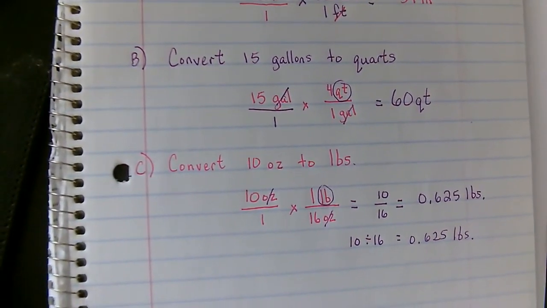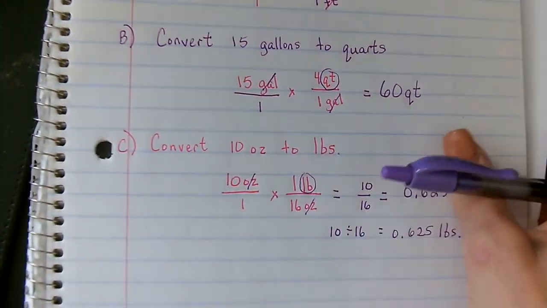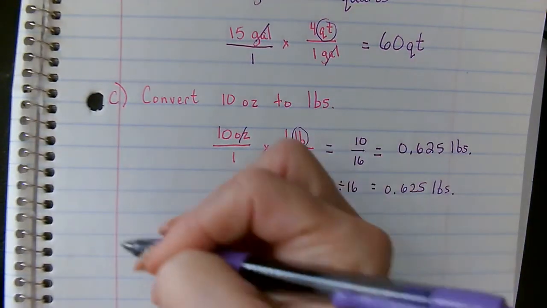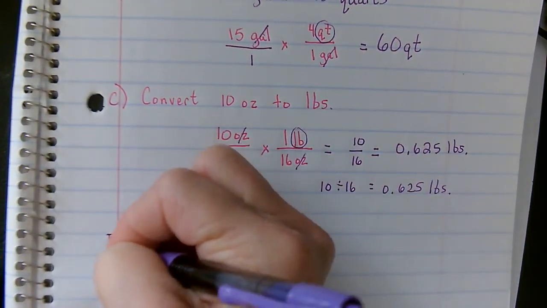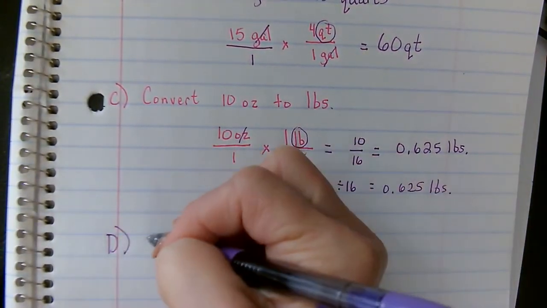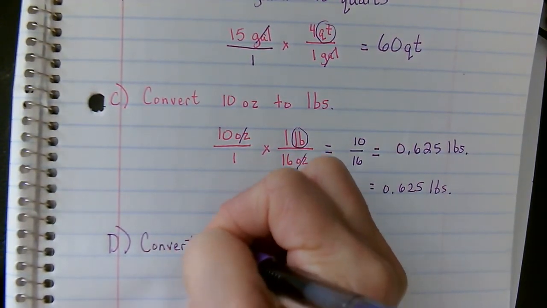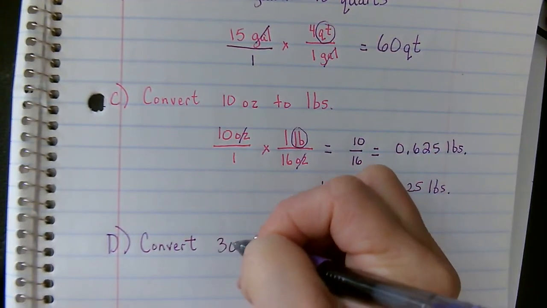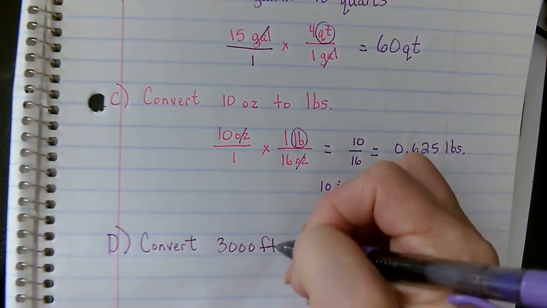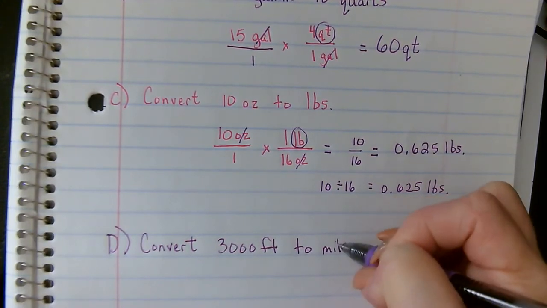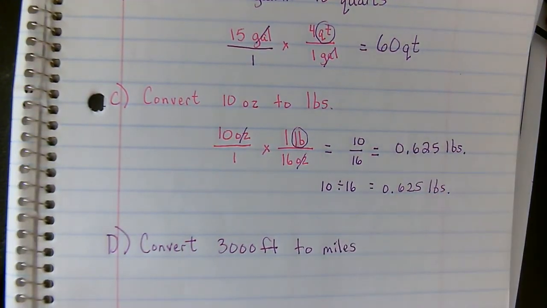So let's take a look at this. We're going to call this one D. Put D right here. And we are going to convert 3,000 feet to miles. Let's take a look again.